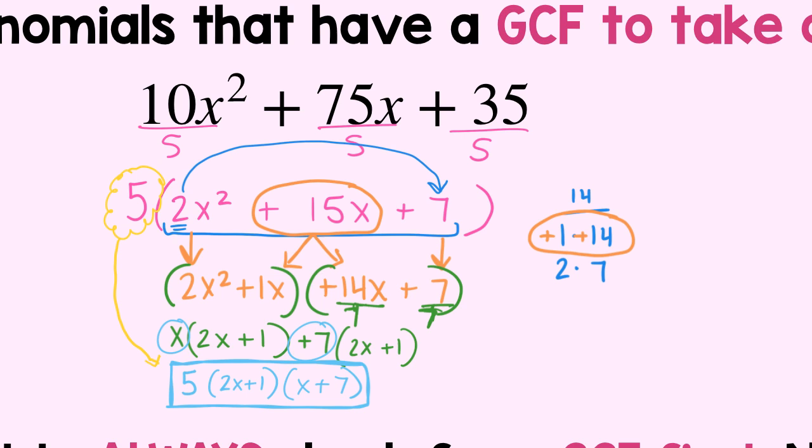We're just going to look at trinomials where we need to figure out this outside number. We need to figure out the greatest common factor, and then we have to factor the remaining trinomial after we're done with that. So let's look at a few more examples.